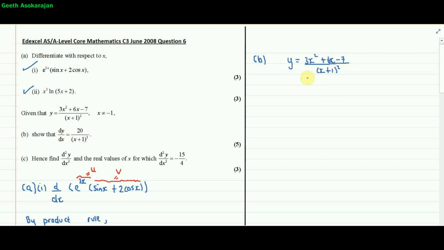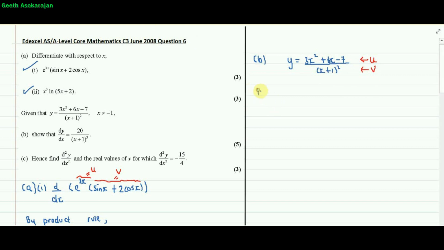There's a number of ways of doing this one. You can use the quotient rule, since we have a quotient of two functions in terms of x, or you can bring this denominator term upwards and apply the product rule. Now I'm going to be using a quotient rule here. So u for the quotient rule is the term in the numerator, which reads 3x squared plus 6x minus 7. V being the term in the denominator, which is x plus 1 squared.